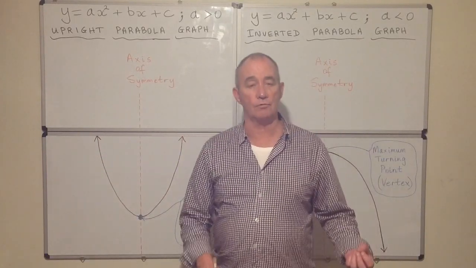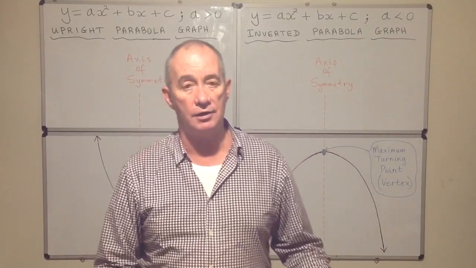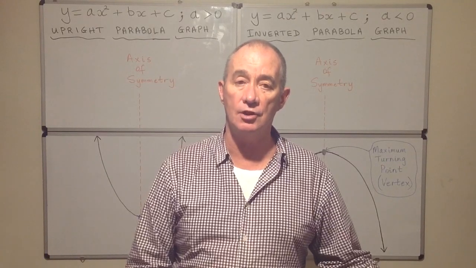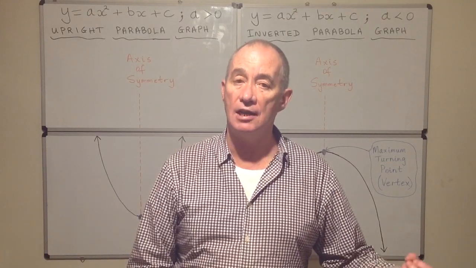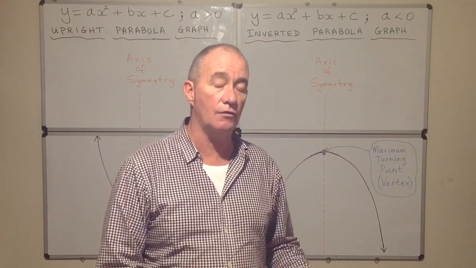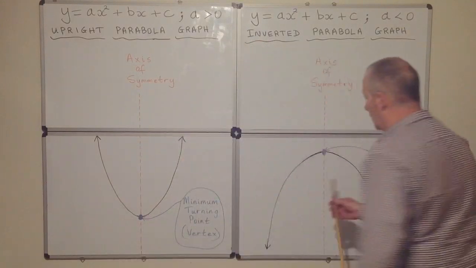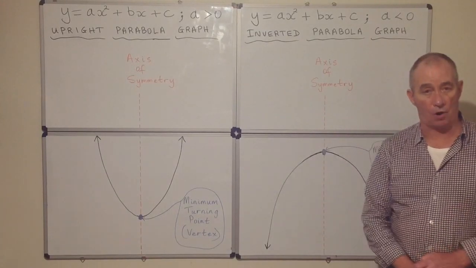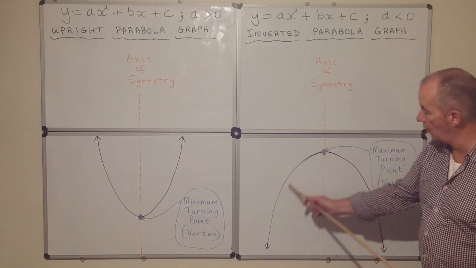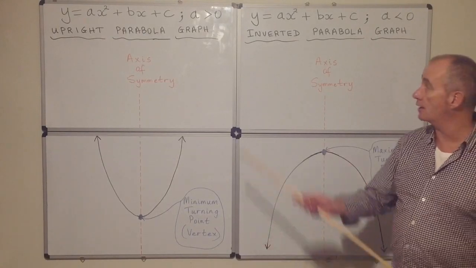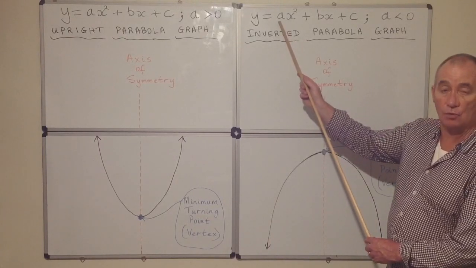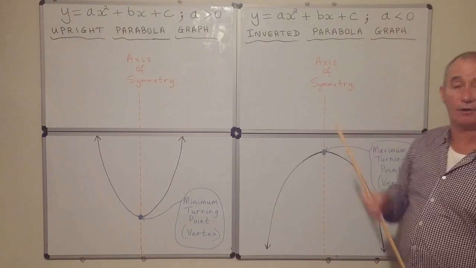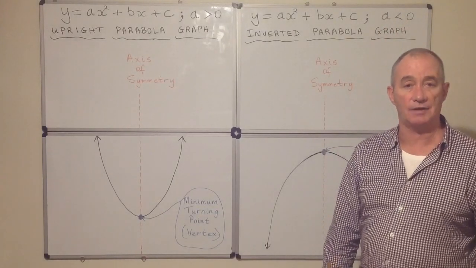Now, the second possible general shape for the graphs of quadratic equations occurs when the a value in the quadratic equation is less than 0. That is, when the a value is negative. And if the a value is negative, the sort of graph we get is this one here. That's called an inverted parabola. So these sorts of graphs are obtained when the a value in the quadratic equation is a negative number. I've written that there. a less than 0 means a is a negative number.